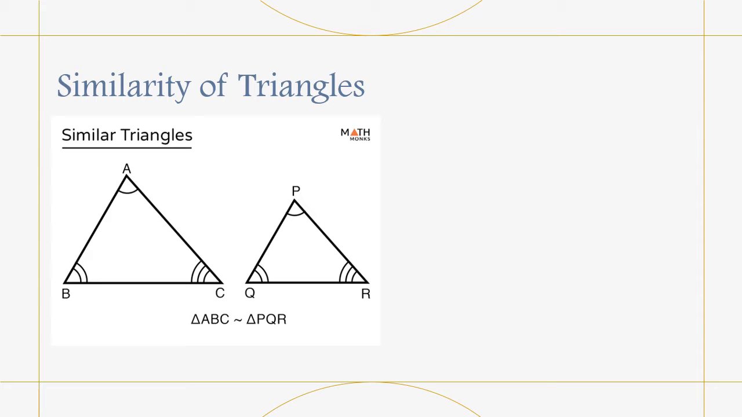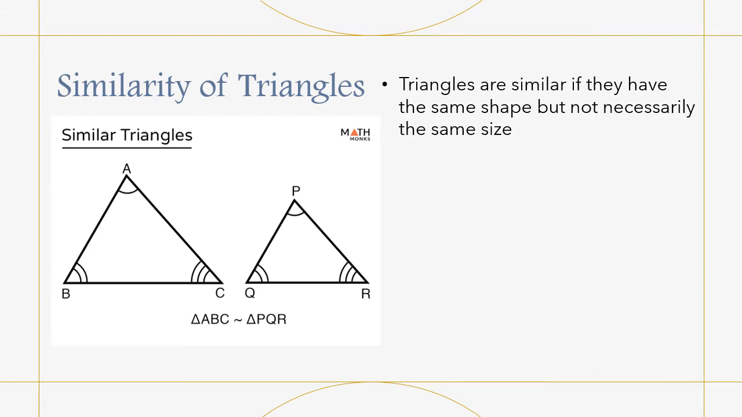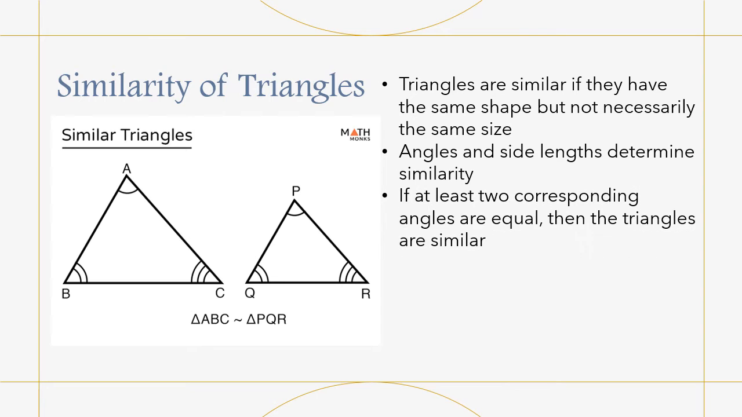Another topic used in the proof of Napoleon's theorem is the similarity of triangles. We say that triangles are similar if they have the same shape but not necessarily the same size. Angles and side lengths determine if 2 triangles are similar. If at least 2 corresponding angles are equal, then the triangles are considered similar. Corresponding means that the side or angle is in the same place in the 2 triangles.